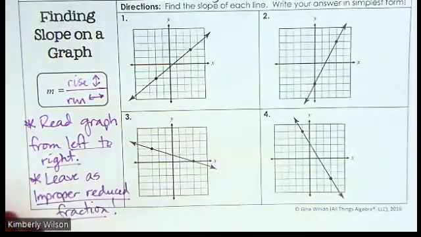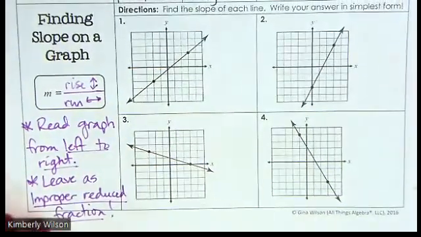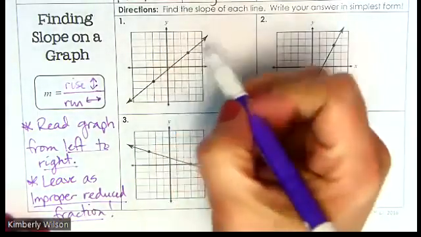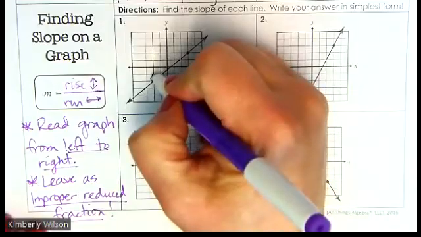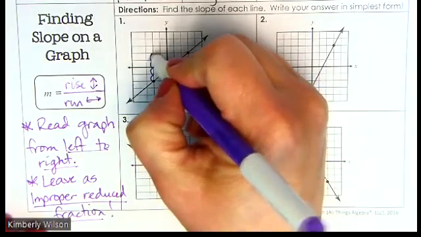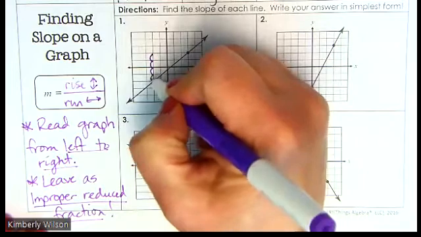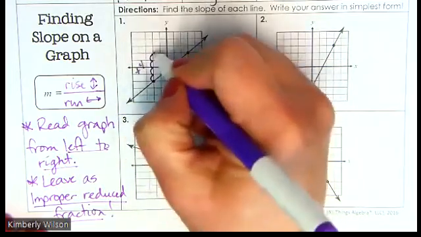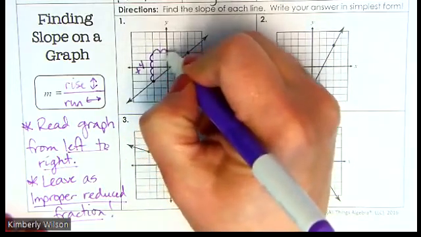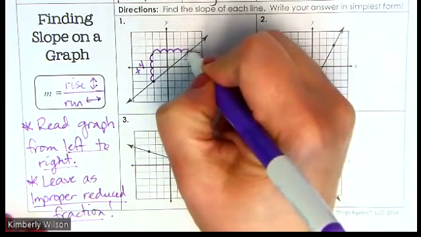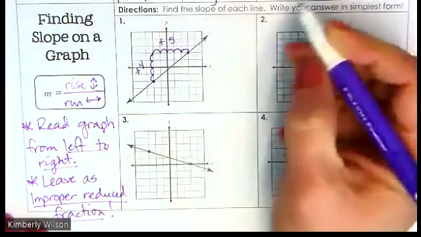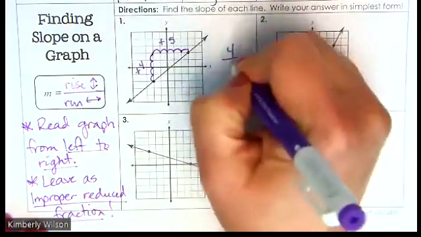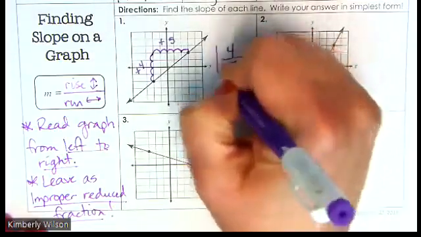All right, let's work the problem. It's giving us the 2 points. I'm going to go from left to right. Since rise is on top, I'm going to do the rise first. How much do I go? 1, 2, 3, 4 to get level. Since I went up, this is a +4. Then 1, 2, 3, 4, 5 to the right. Since I'm going to the right, this is a +5. So my slope is 4/5.